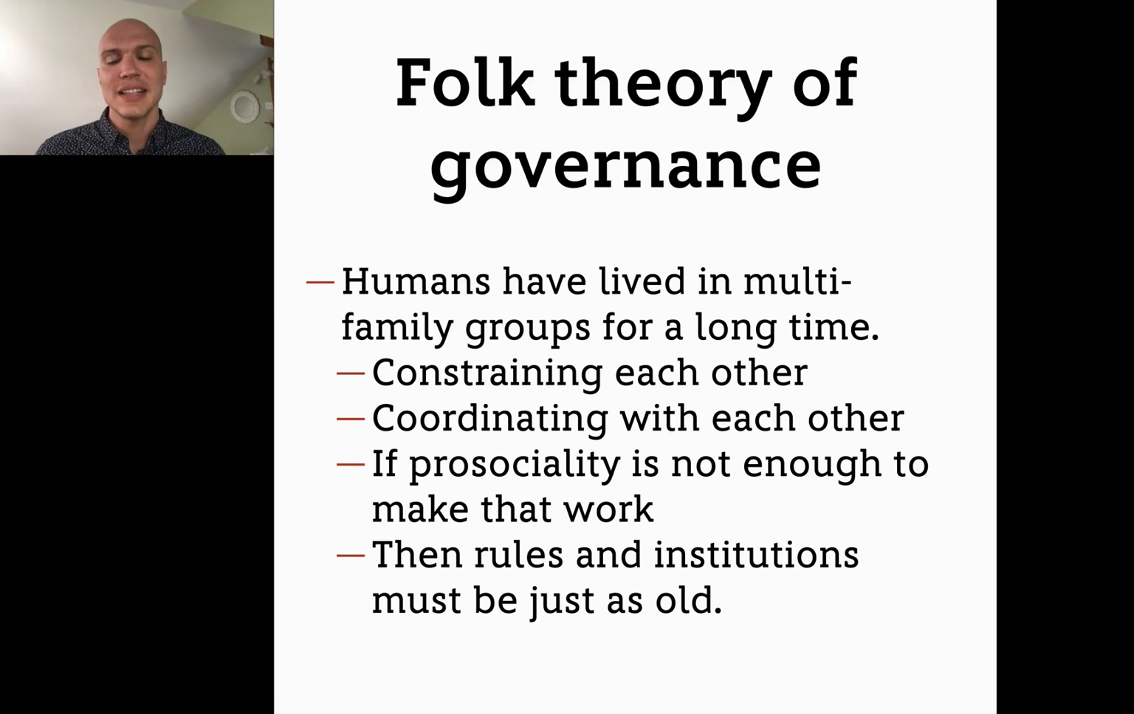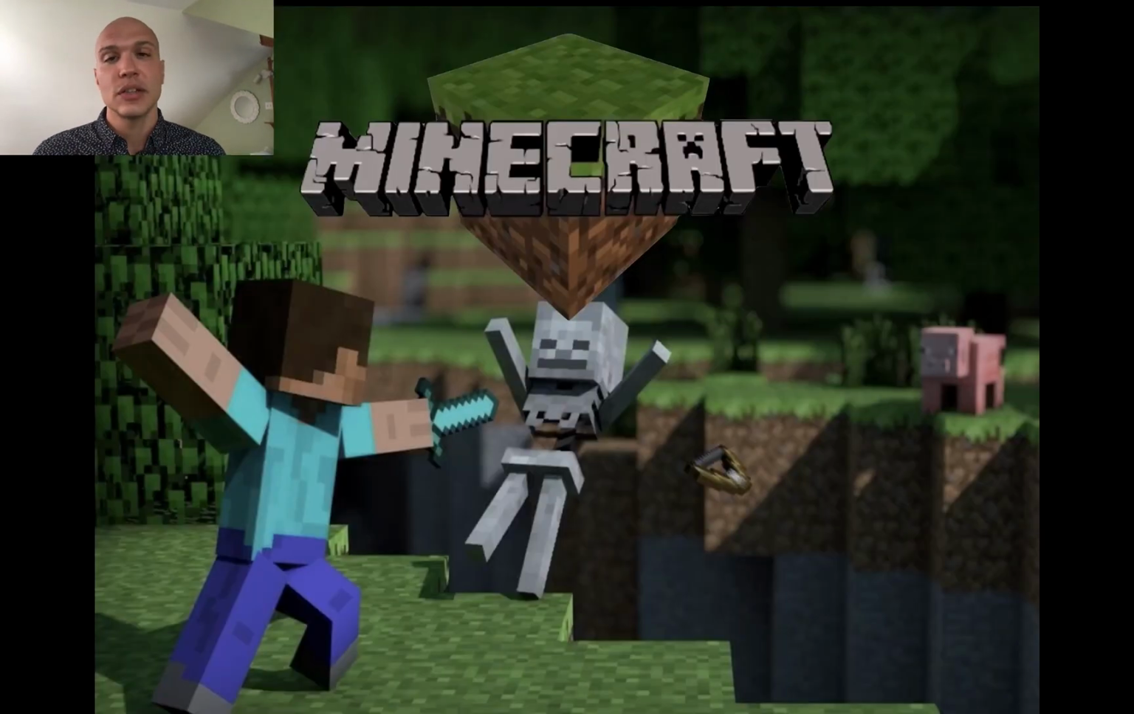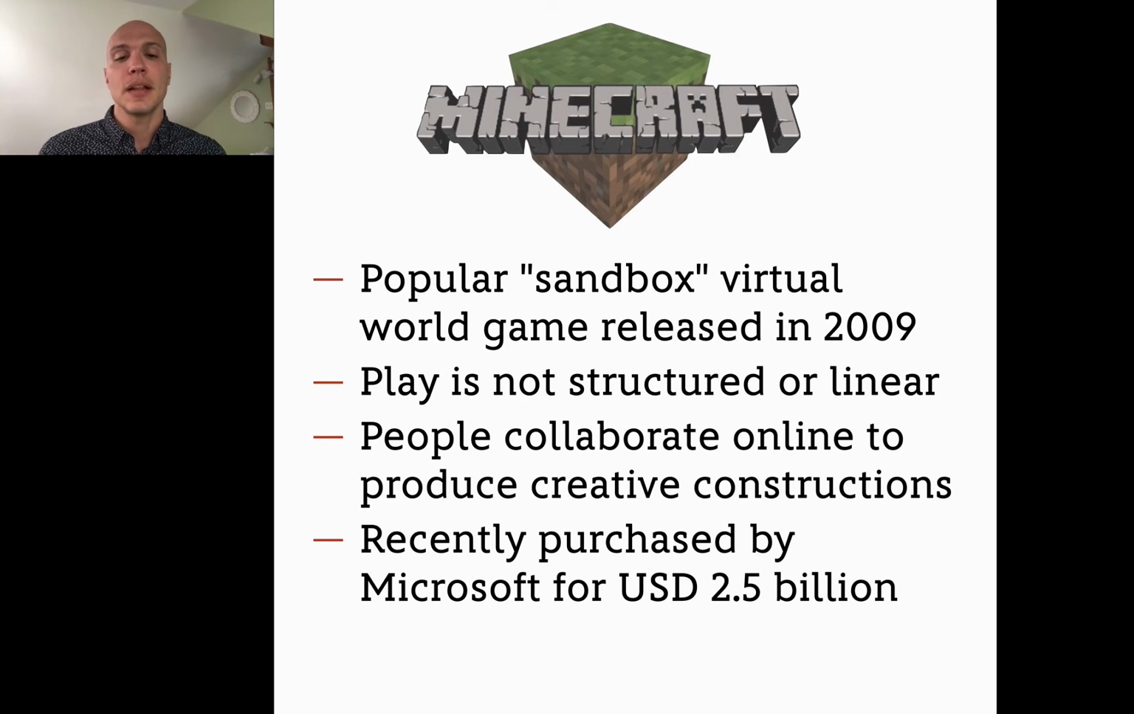If pro-sociality is not enough to fully take advantage of all these constraints and coordination that benefit people, then rules and institutions must be pretty old in our lives. So we'll just ask at a high descriptive level, what rules do people impose on each other? And we're going to do that using Minecraft. Minecraft is a popular video game. A lot of people play it.